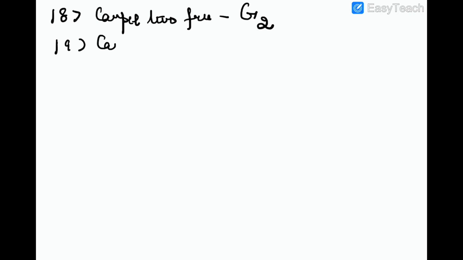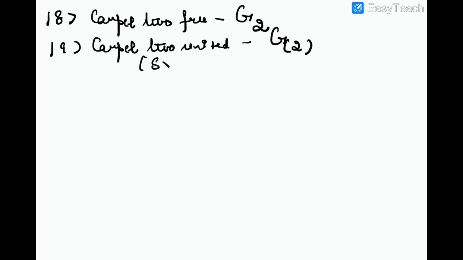Similarly, if carpels are 2 but they are united, united means they are fused, so we will put 2 in the bracket. We know united carpels are known as syncarpous and free carpels are known as apocarpous. So we can also say this is the symbol of apocarpous and this is the symbol of syncarpous.